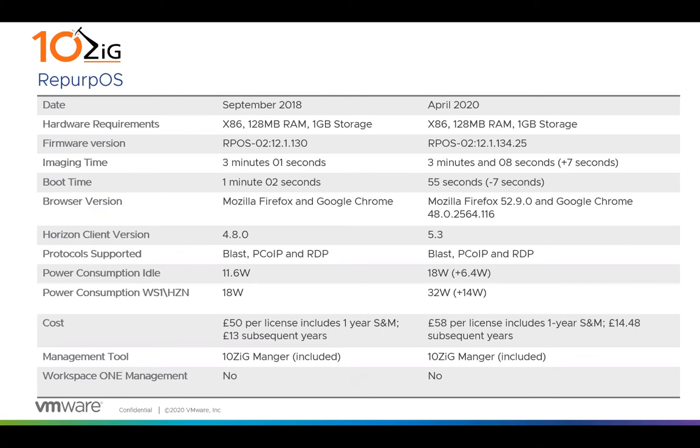So if I look at Tenzig, you can see that the imaging time, so booting from the USB and converting it to the Tenzig image, took a little bit longer, relatively negligible, 7 seconds, but the boot time was actually a little bit quicker. So boot time was improved, which is a good thing. Other things that are going to be common throughout are the Horizon client is going to be newer.